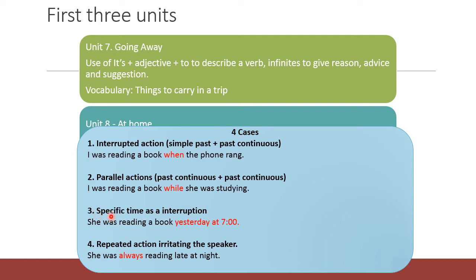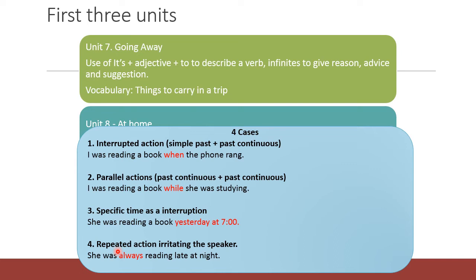Number 3, a specific time as an interruption. In this case, we need to refer not only to the time in past, but also be precise, be specific. So she was reading a book yesterday, by what time? At 7. She was reading a book yesterday at 7. So notice here we have yesterday and the time.